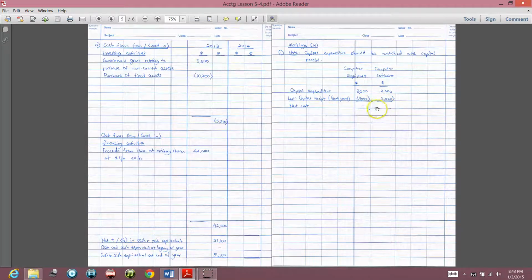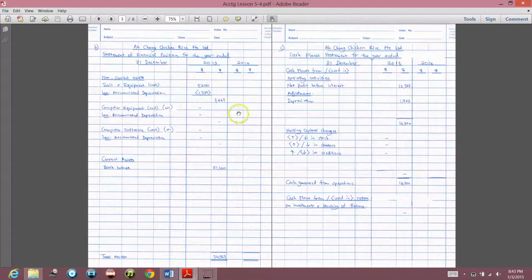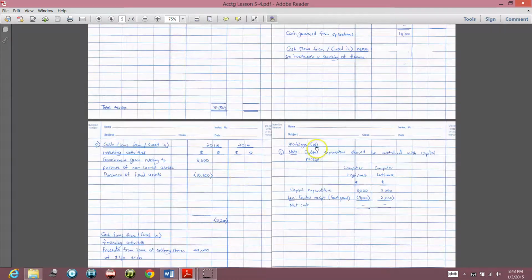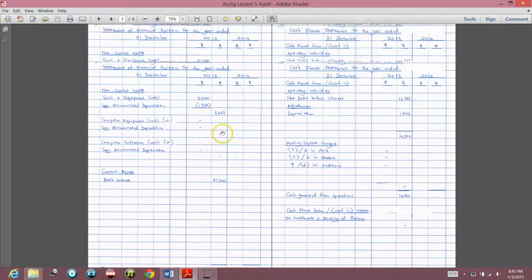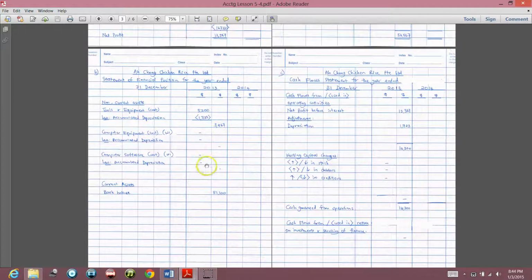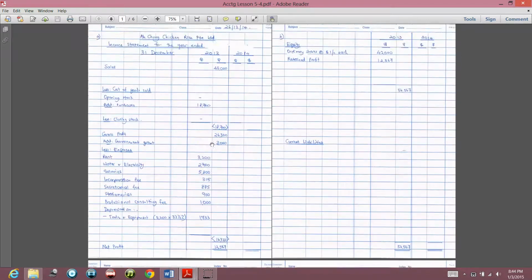So the net cost is 0. So that's why in the balance sheet, the computer equipment and computer software is 0. Yeah, so I put here bracket W1, which means I'm asking the examiner to please see working 1. Okay, W1 stands for working 1. Since there's no cost, there won't be any accumulated depreciation also, right?